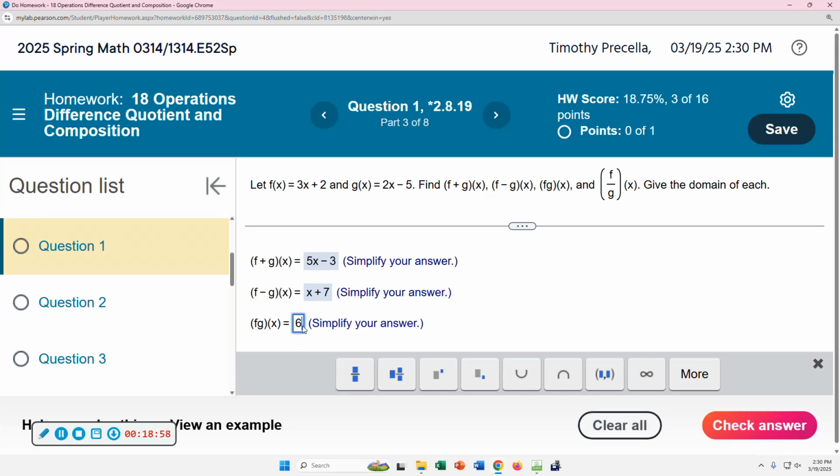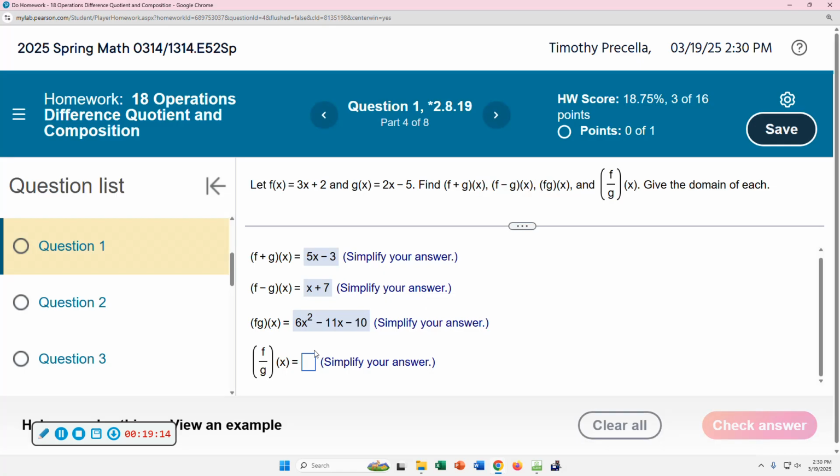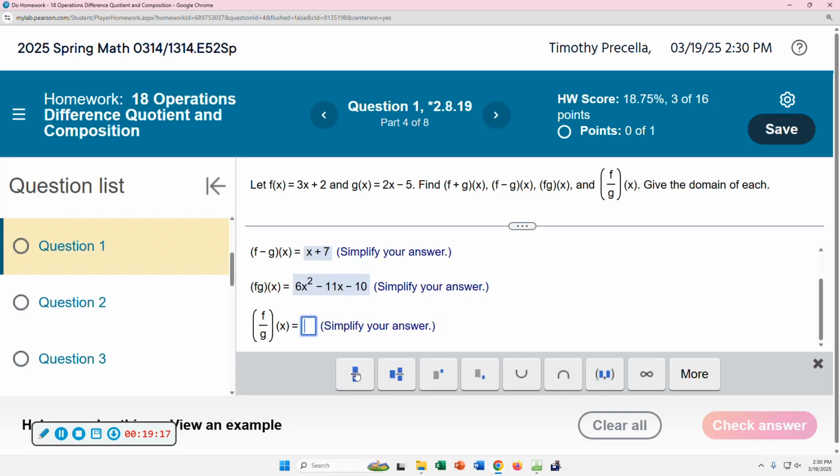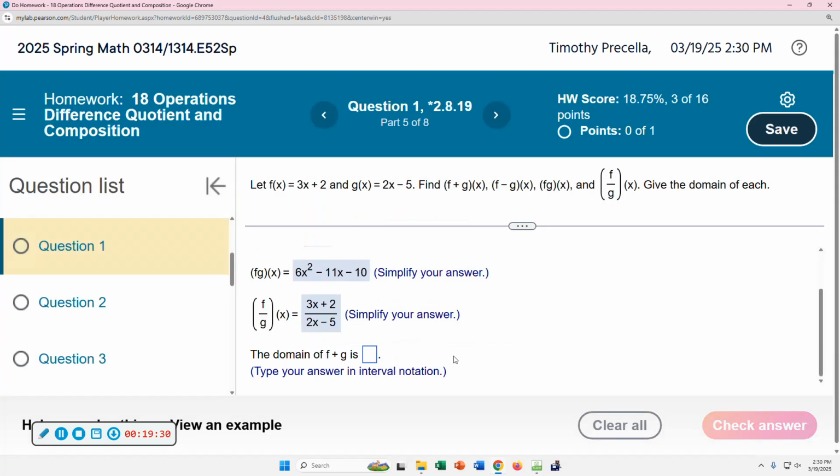6x squared. Get out of that exponent. Minus 11x minus 10. And here it's a fraction. On top you have 3x plus 2. On bottom you have 2x minus 5. And now we have to write or enter the domain.